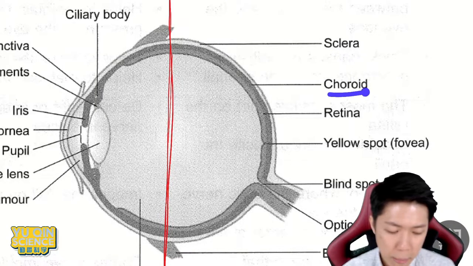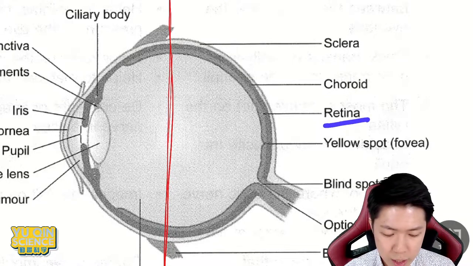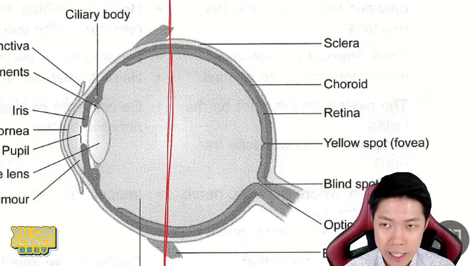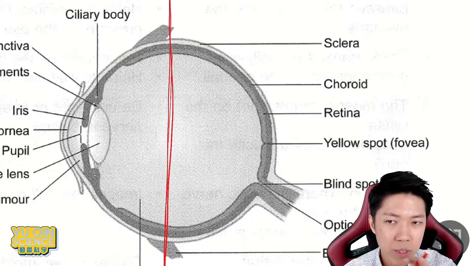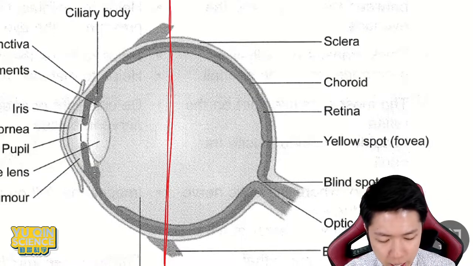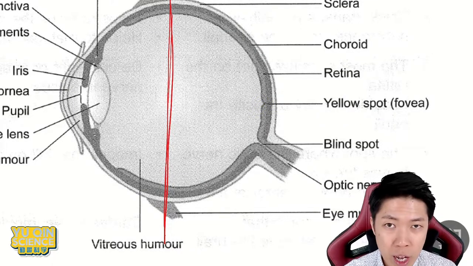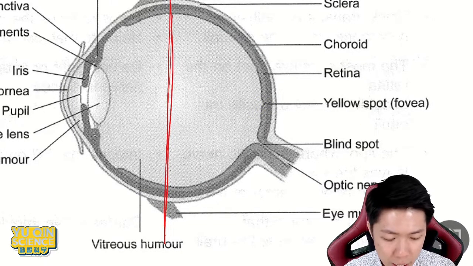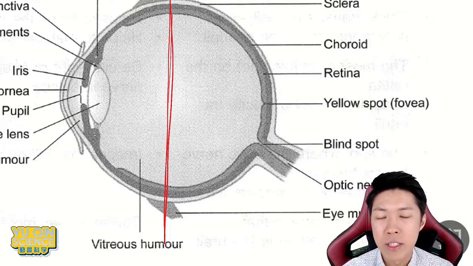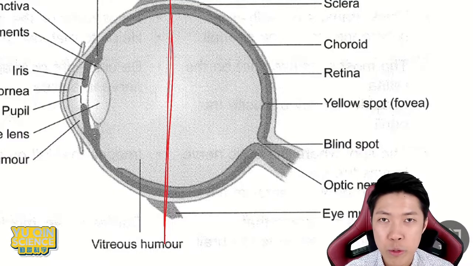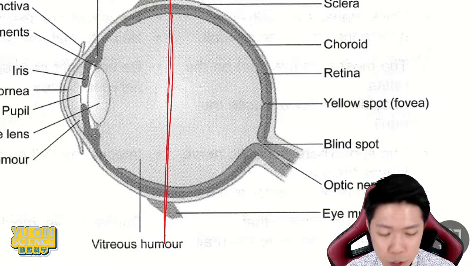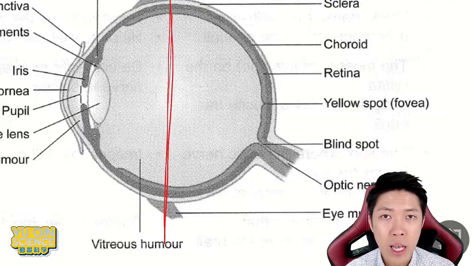Sclera, the outer layer, choroid, the middle layer, and retina, which is the inner layer, the part where you sense light. Okay, and we have two spots. The yellow spot is called the fovea, which is the most sensitive part of your eye, and we have the blind spot, which is the least sensitive part of your eye. I should say there is no photoreceptor. That means if an image falls on the blind spot, there will be no image seen or no image formed.